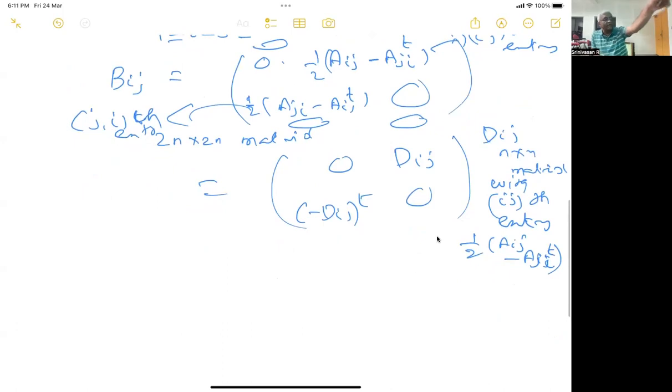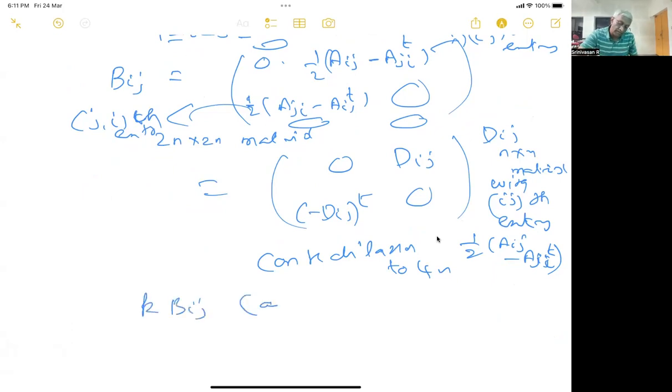Now we know that this can be dilated to 4n. We have proved that. Hence, k times that also. In particular, since k times Bij is also a skew symmetric matrix of this form for any k, it can also be dilated to order 4n.